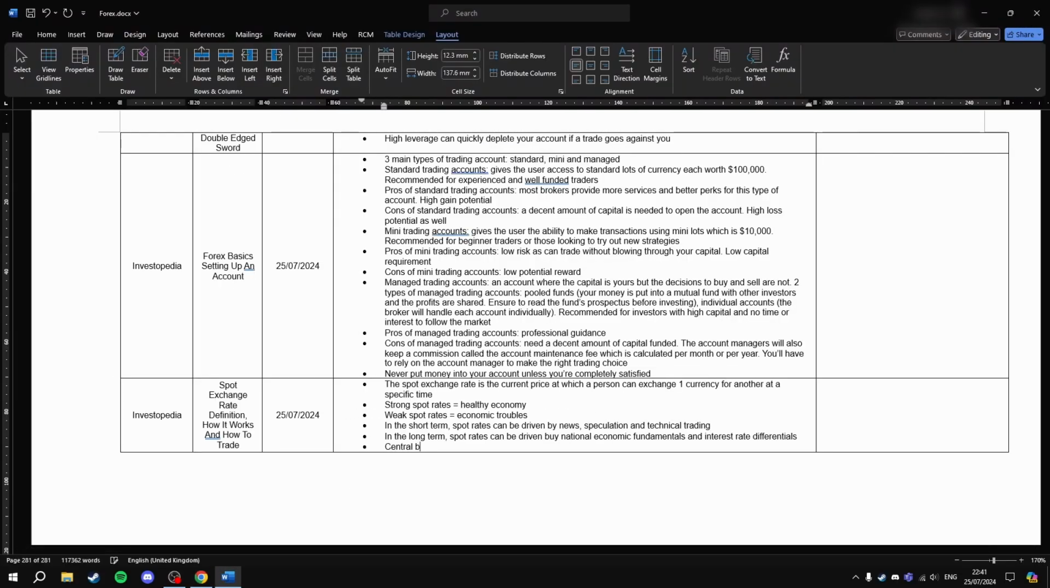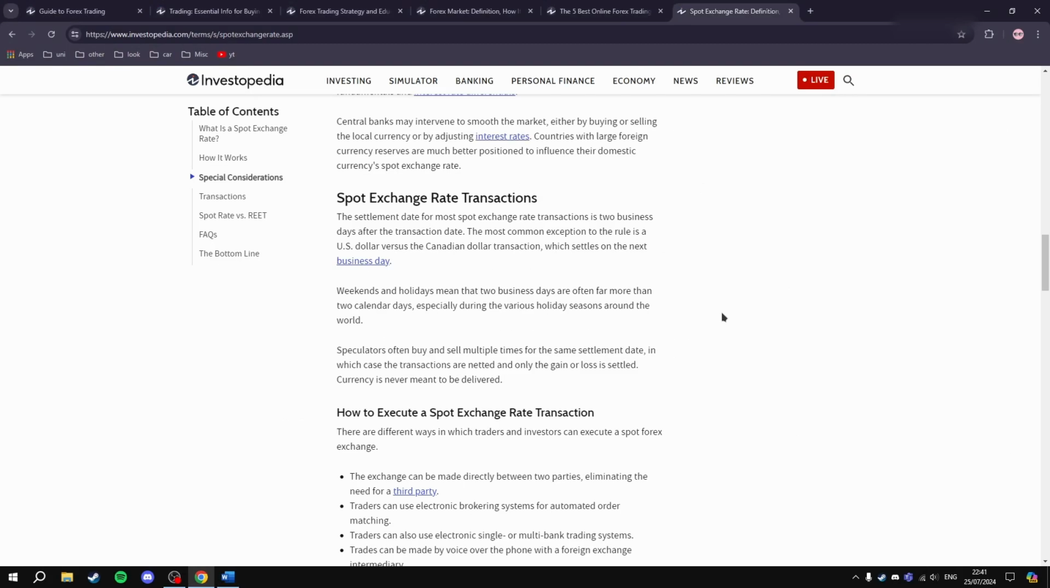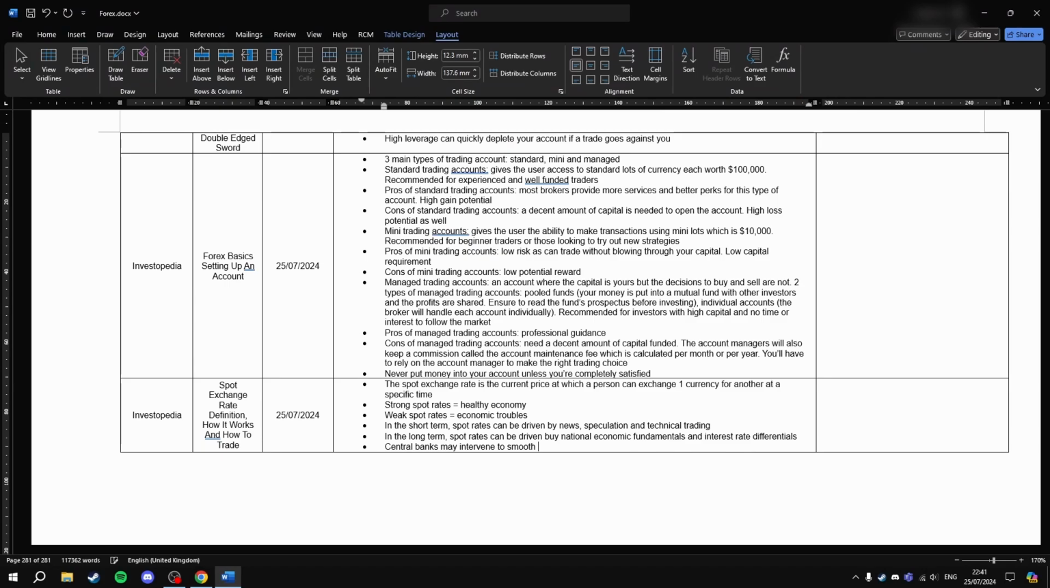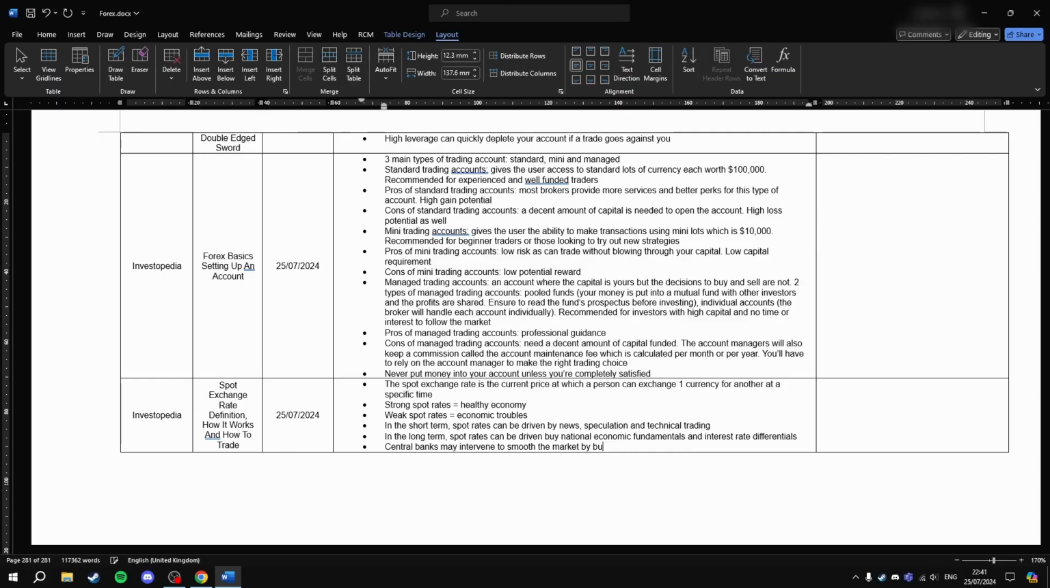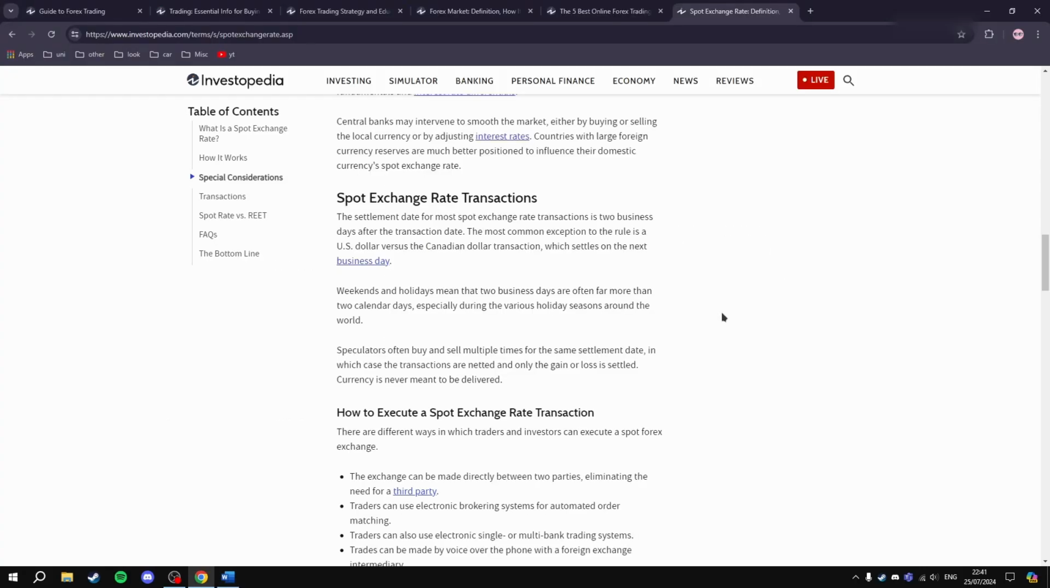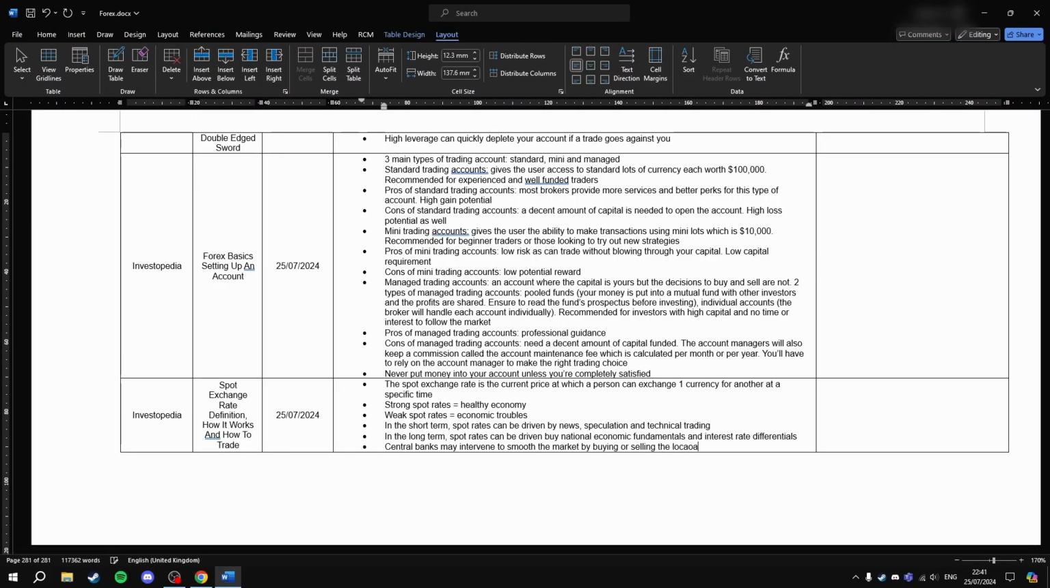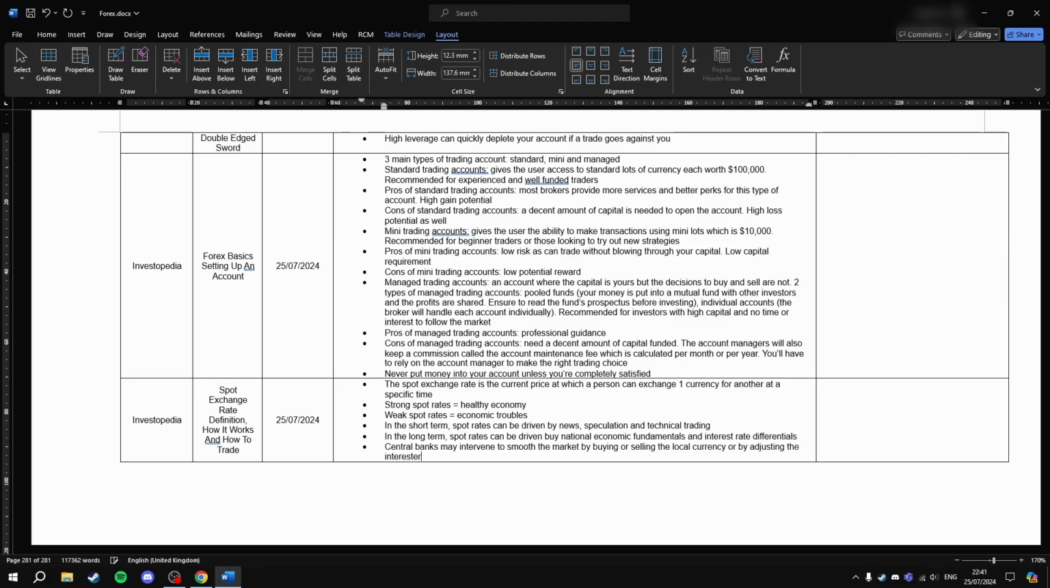So central banks may intervene to smooth the market by buying or selling the local currency or by adjusting the interest rates.